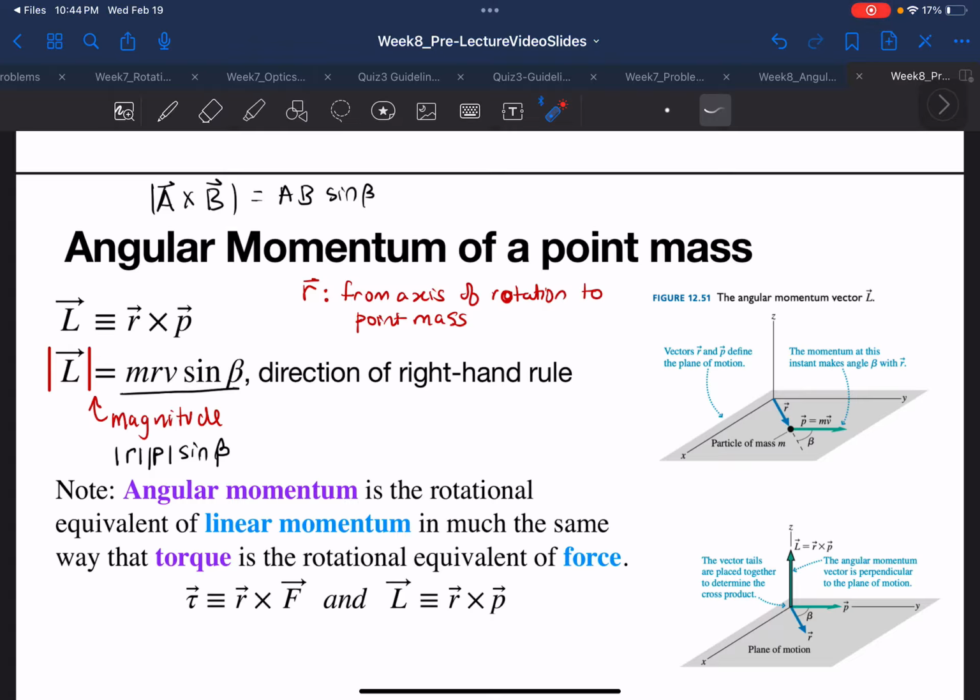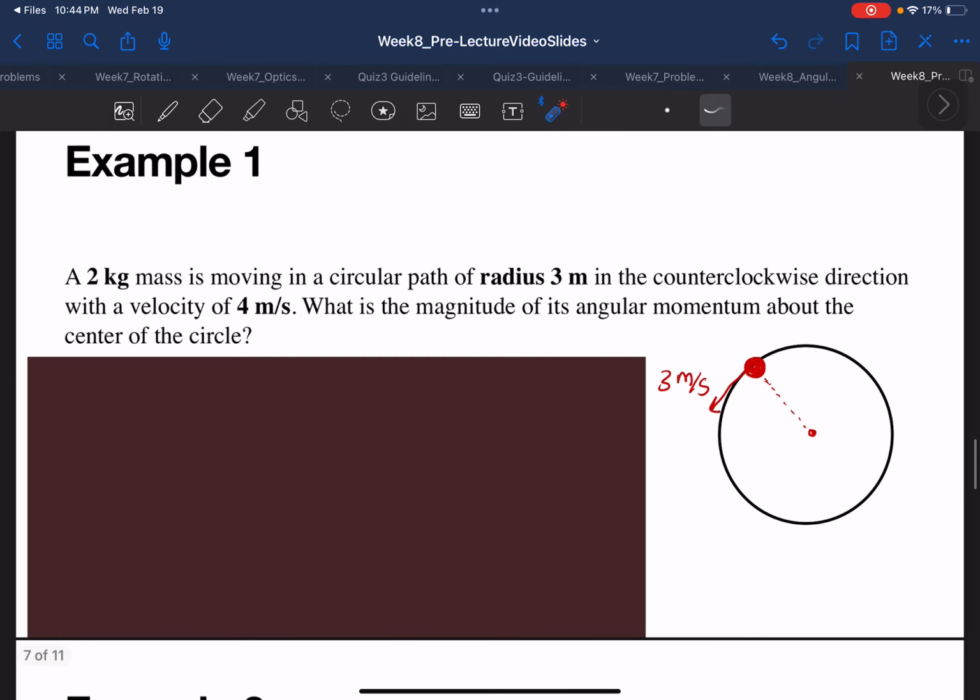So let's do an example of this for a point mass, and then we'll talk about extended bodies. Starting with a point mass, let's say we have a 2 kilogram mass moving in a circular path of radius 3 meters in the counterclockwise direction with a velocity of 4 meters per second. What is the magnitude of the angular momentum about the center of the circle? There's a circle, here's the center, here's how the particle is moving, and we want to know its angular momentum about this axis in the center.